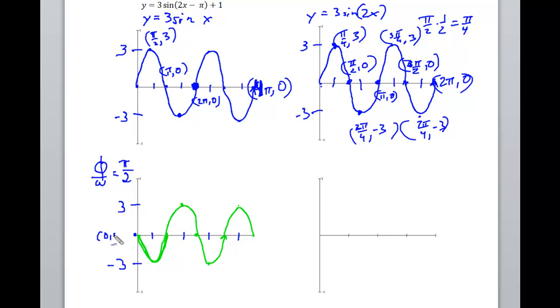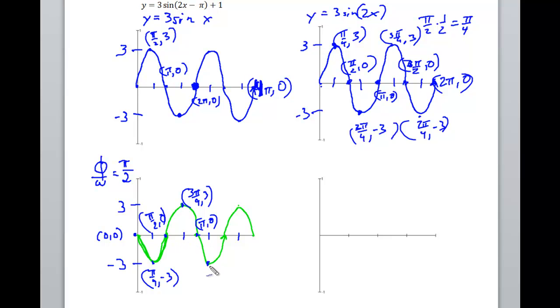This is still 0, 0. And then this right here would be pi over 4, comma negative 3. This here would be pi over 2, comma 0. This here at the top would be 3 pi over 4, comma 3. And this here would be 4 pi over 4, or just pi, comma 0. So this blue graph got shifted pi over 2 units to the right, which created, as you see, a new look to the line.